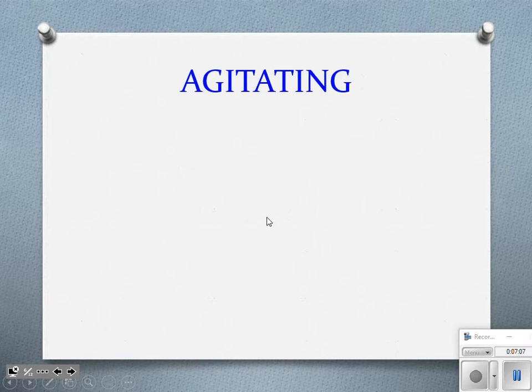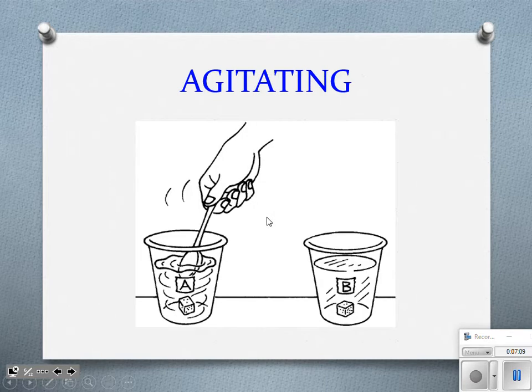Agitating the solution. Okay? A or B? Which one's going to dissolve faster? Well, obviously A is. Why? By stirring that, what are you doing? You're moving those molecules around, aren't you? And if those water molecules are moving around, aren't there going to be more contacts with the salt or the sugar cube than if they're not moving at all? Absolutely. Okay? So making those more contacts by stirring it will help it to dissolve faster.